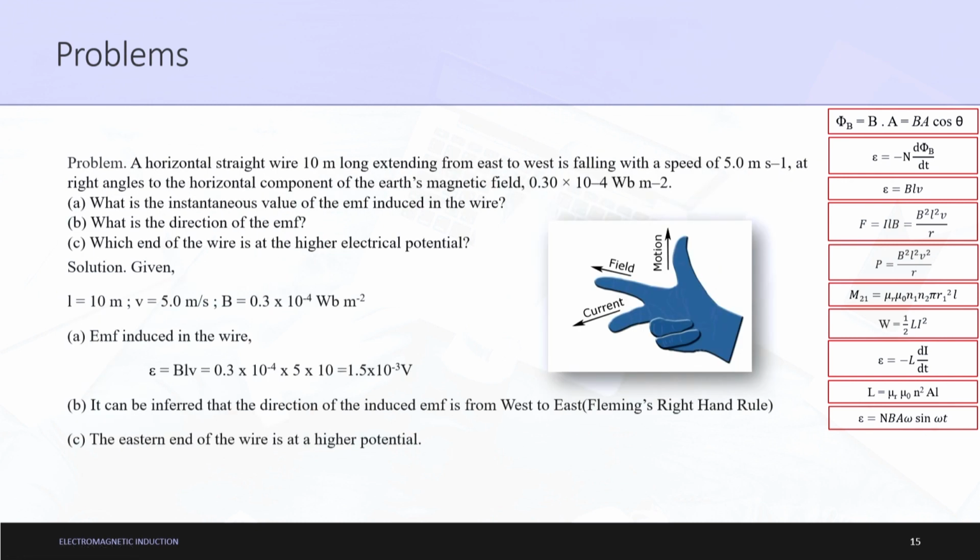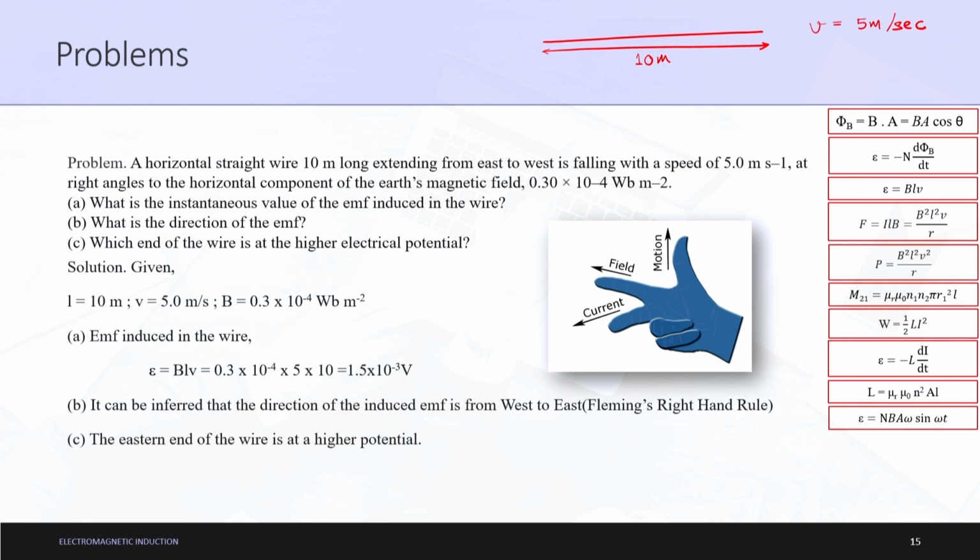Moving on to the next problem: a horizontal straight wire 10 meters long. So, a straight wire is given to you, the length is given as 10 meters. A horizontal straight wire 10 meters long extending from east to west is falling with a speed of 5 meters per second. So, the speed is given to you, that means the velocity v is given as 5 meters per second. Next, at right angles to the horizontal component of Earth's magnetic field.